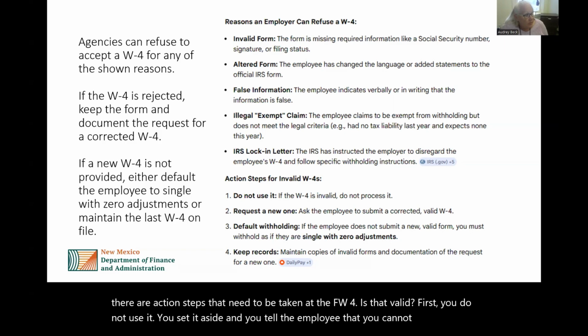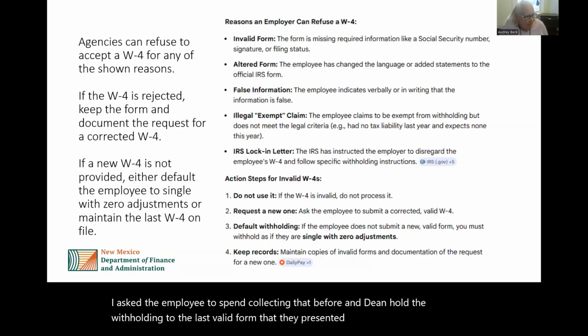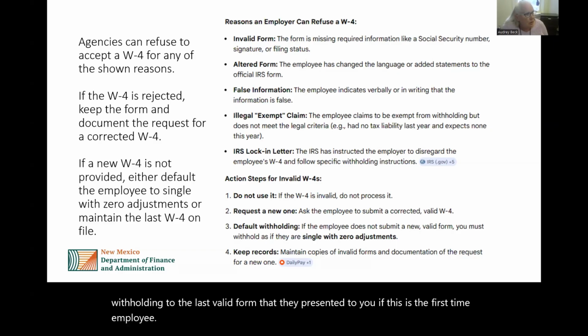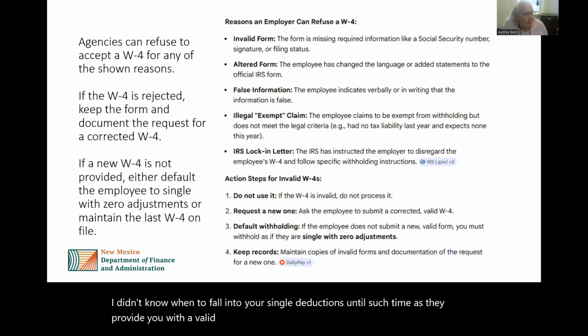Ask the employee to submit a corrected W-4 and default the withholding to the last valid form that they presented to you. If this is a first-time employee, then you would default them to single with no deductions until such time as they provide you with a valid W-4. You would also keep the invalid W-4 to document the request for a new one.